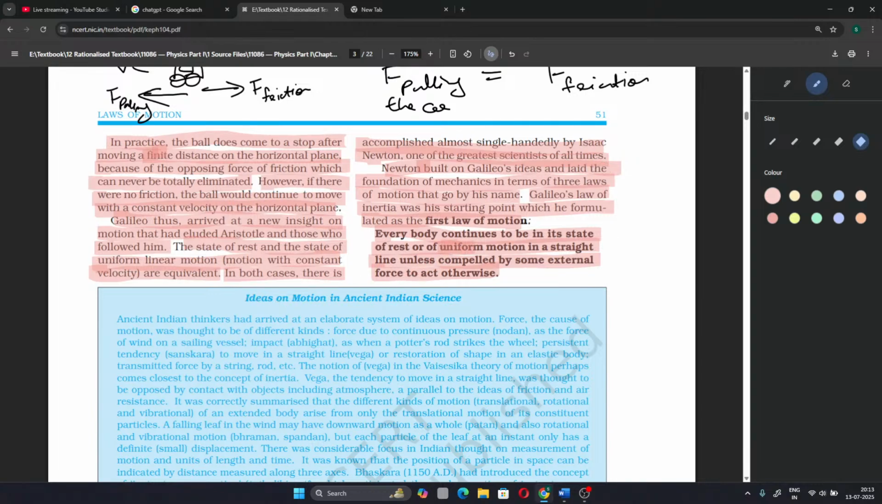Point to pay attention to: uniform motion in a straight line unless compelled by some external force to act otherwise. Here we say it's a straight line because we are dealing with vector quantities. Even if the magnitude of the force is zero and the direction is different, it is not a constant force.